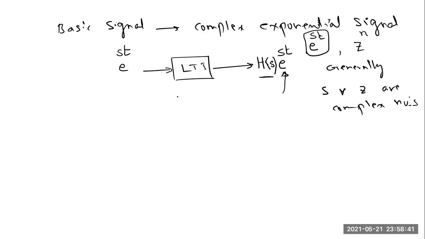Similarly, if this is a discrete time system and if the input is complex exponential represented by this form, what will be the output? Output will be the same exponential signal z raised to power n multiplied with some function, which is h, and I will talk about it, what is h of s and h of z, but this is some factor.